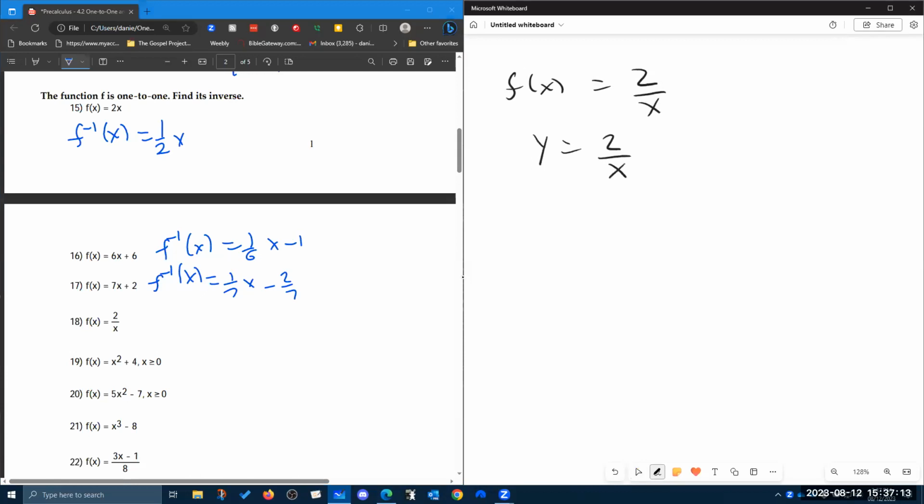Rational functions can be interesting sometimes if they're constant multiples of the reciprocal function, because when we switch x and y, then we solve for the new y, we get the same function that we started off with. So this function is its own inverse.